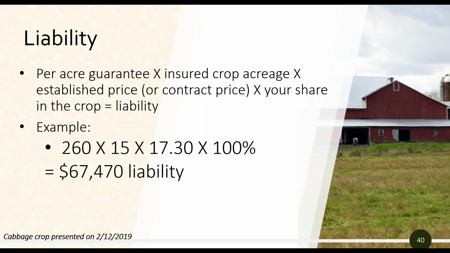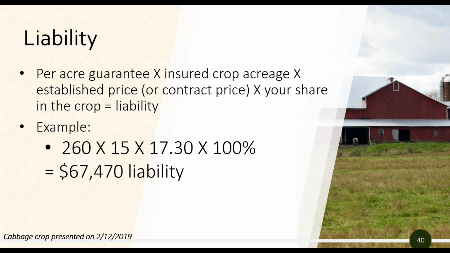And we're going to multiply that times the established price. Remember, a few slides ago, we saw the established price for fresh market cabbage was $17.30. And we take that and multiply your share in the crop to come up with the liability. So let's put some numbers to that.